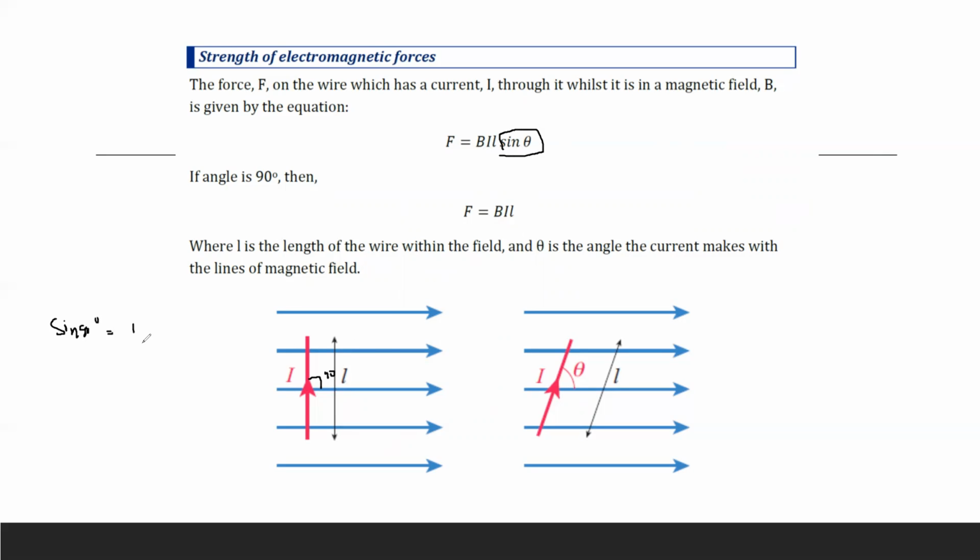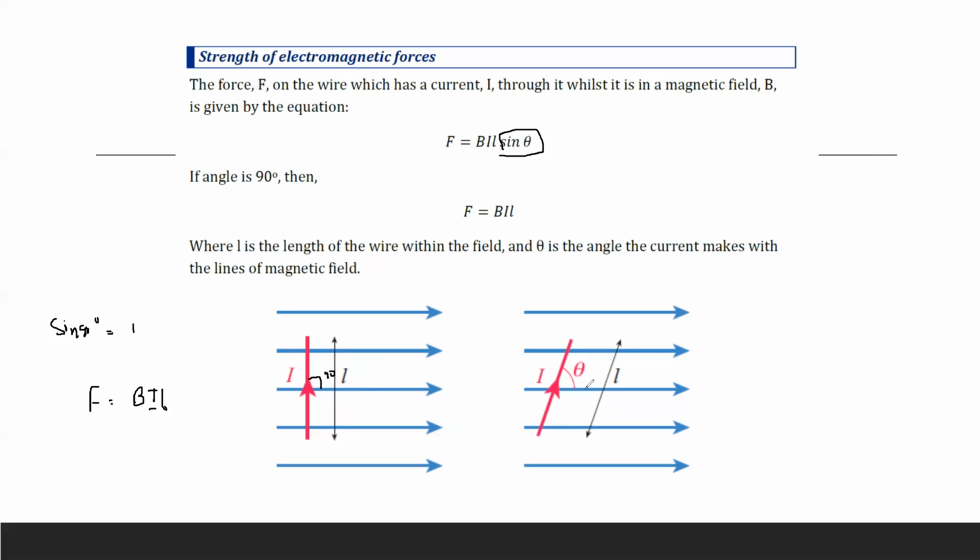So when the wire is exactly perpendicular, F equals B, the strength of the magnetic field, I, the current which is passing through, and L, the length of the wire which is perpendicular to the magnetic field. Sine 90 is 1, so we will get this force. So the wire will experience a maximum force when it is perpendicular.